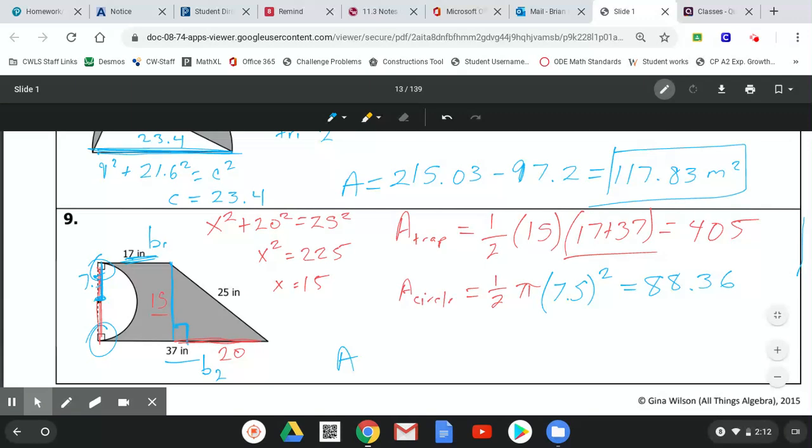So our whole area is the trapezoid. To find the area of the shaded region, we're going to take the whole thing, which is 405, subtract out 88.36, and the area of the shaded region is just going to be 316.64 inches squared.